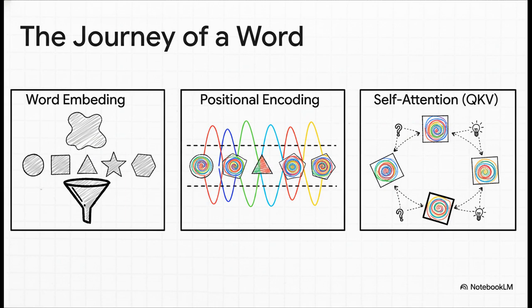So let's just do a quick recap of that journey for a single word. It all starts with word embedding, which turns the word into raw numbers. Then positional encoding comes in and gives those numbers a sense of order. And finally, self-attention, using that query, key, and value trio, lets all the words talk to each other to find their true meaning and context.